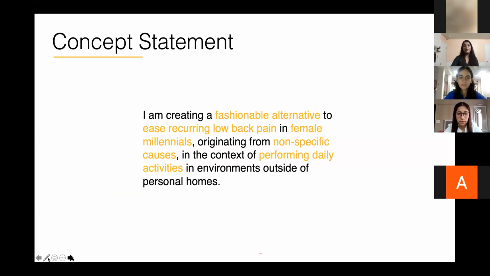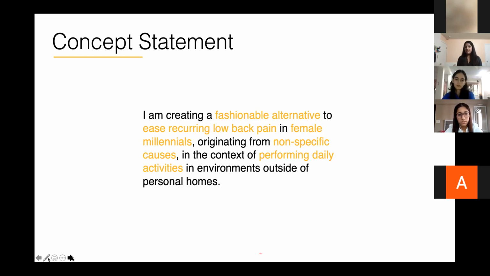And the first thing that we were made to do was create a concept statement. So this does nothing but bring the entire define and discover process into a single sentence. The goal is to be able to define whatever you're designing or problem solving for into one sentence, which answers 5 questions. Who, what, how, where, and why.